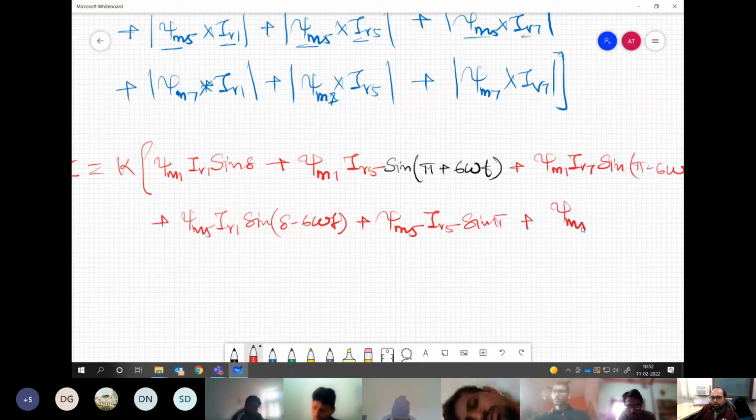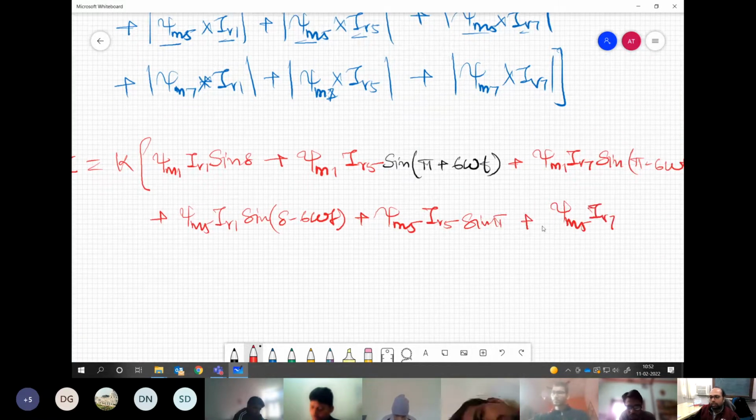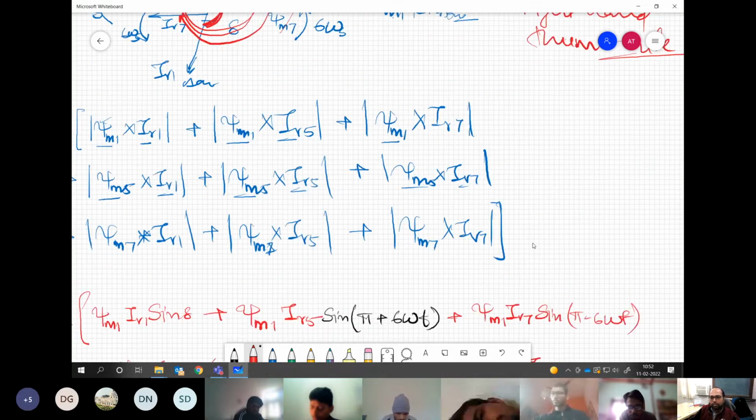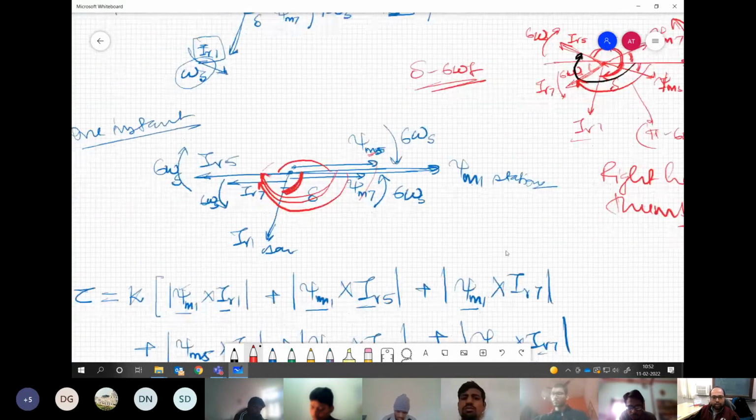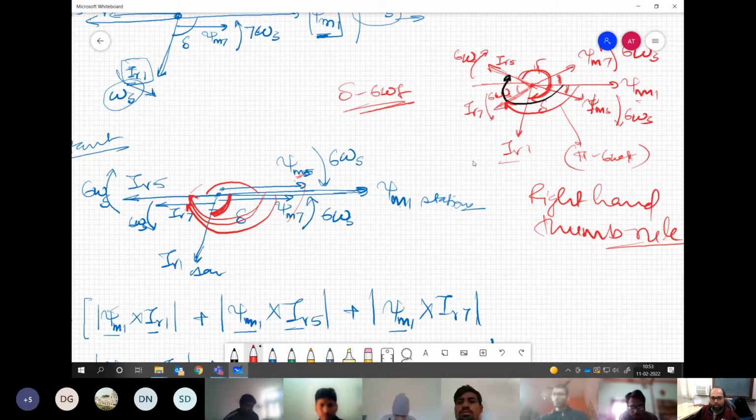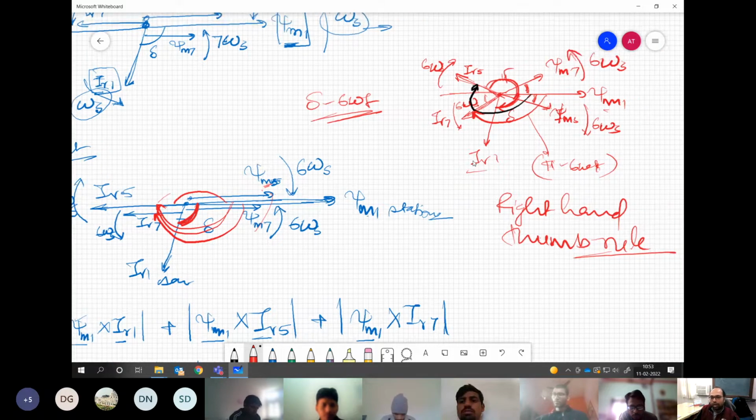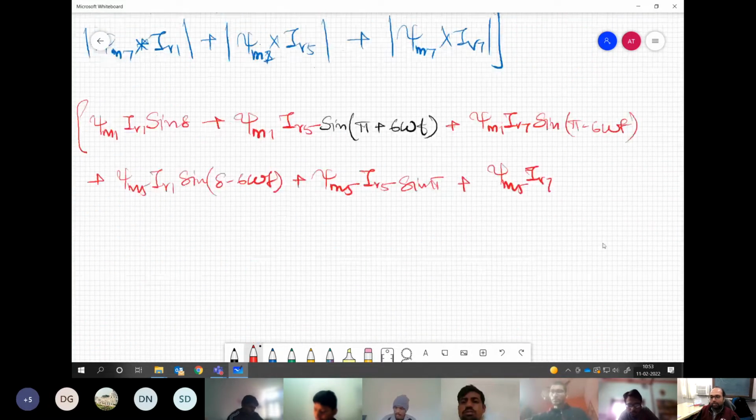Plus psi m5 IR7. This is the third current interacting with psi m5. So what was psi m5 and IR7? This was pi. And so pi now minus 6 omega t. Again think carefully. Sampan, you jump too soon to conclusions. 5 is rotating with 6 omega in the clockwise direction. 7 is rotating with 6 omega in the counterclockwise direction. 12 omega. So what it should be? 12 omega. So it becomes pi minus 12 omega t.